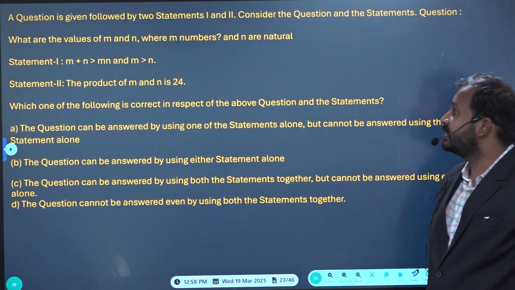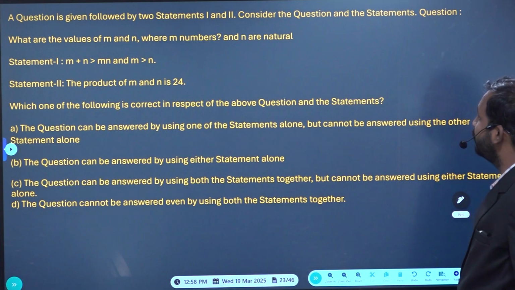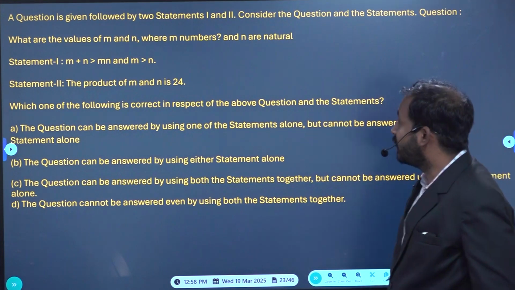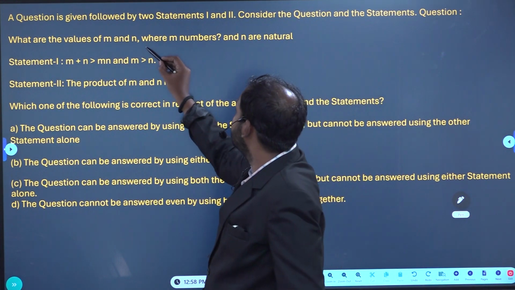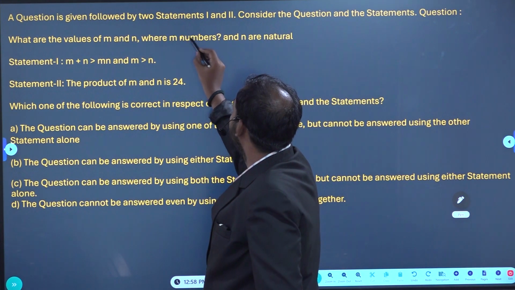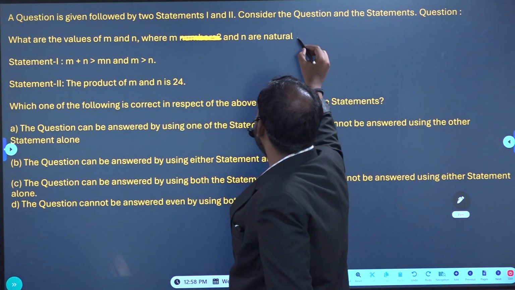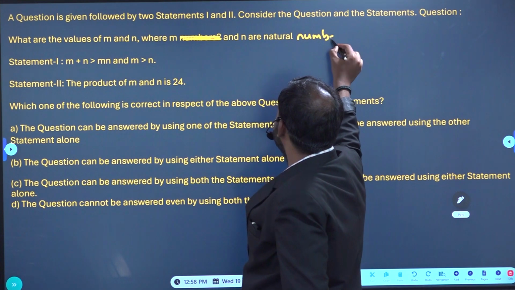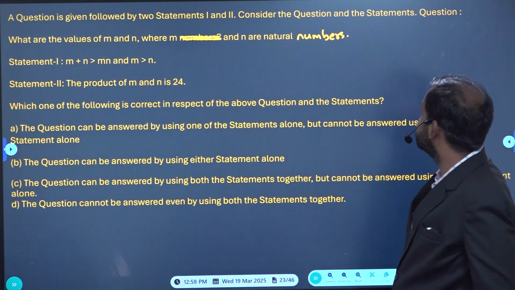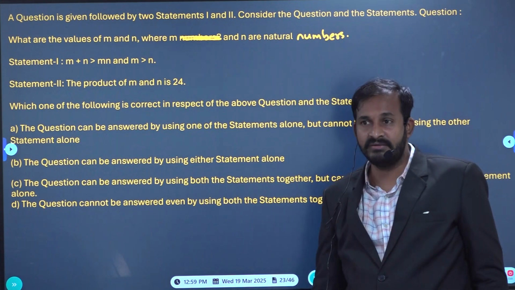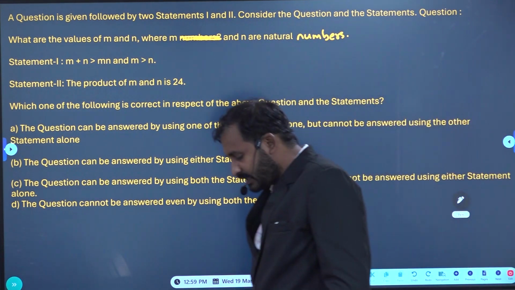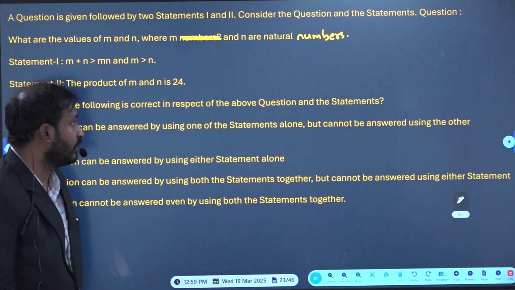A question is given below followed by two statements 1 and 2. Consider the question and statements. The question is, what are the values of M and N where M and N are natural numbers? They are asking us to find M and N, which should be natural numbers, wherever it is possible for us.